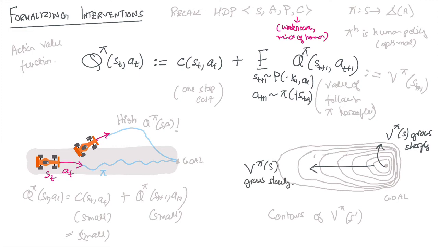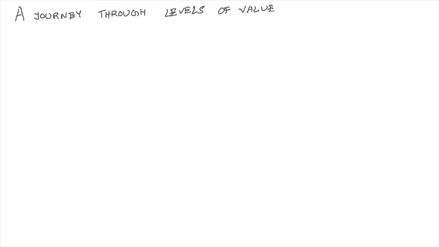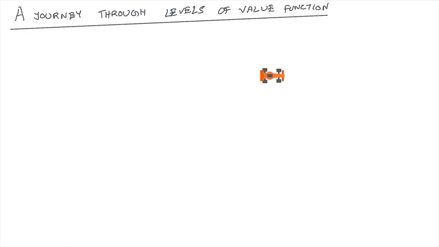The value function V^pi also tells us how an agent approaches the goal, essentially by traveling perpendicularly to the contours of the value function. Right? So when you're on the track, you're driving straight to the goal, but when you're off the track, you're taking sharp curves to reach the goal. Okay, so now that we have built some intuition about value functions, let's take a journey through the various levels, and we'll see how this is akin to a journey through various levels of the human value function.